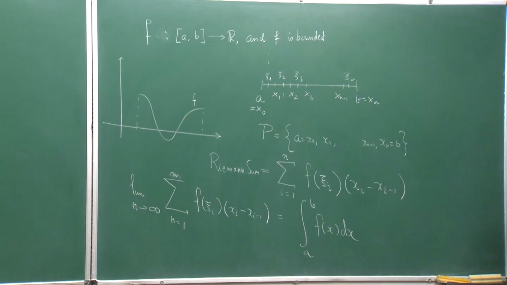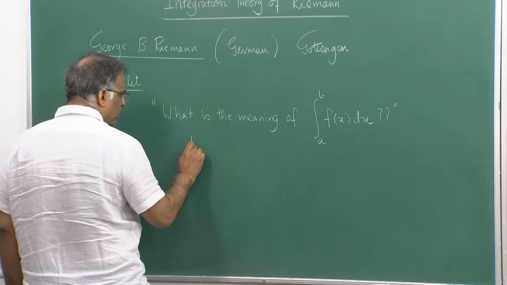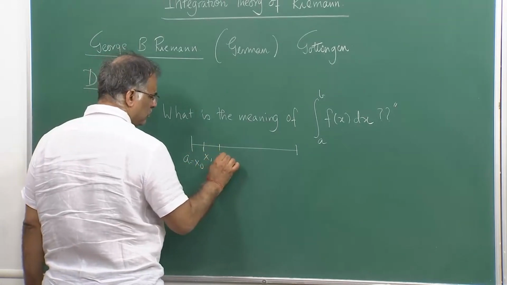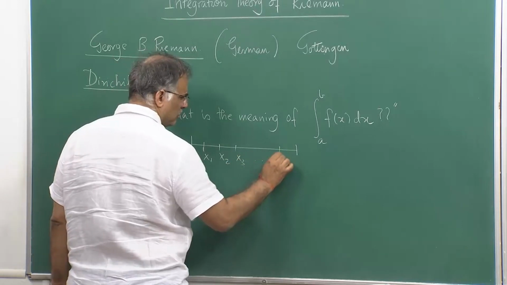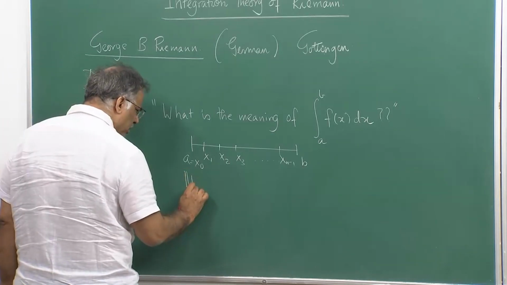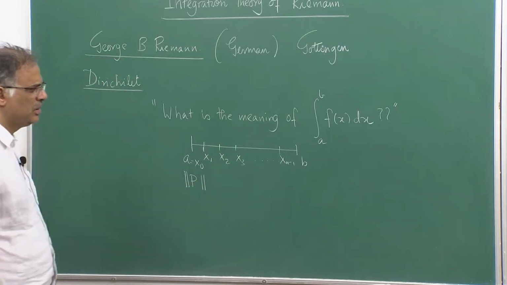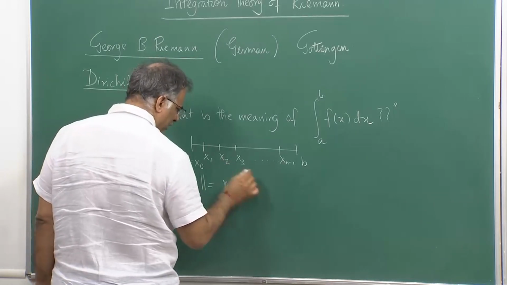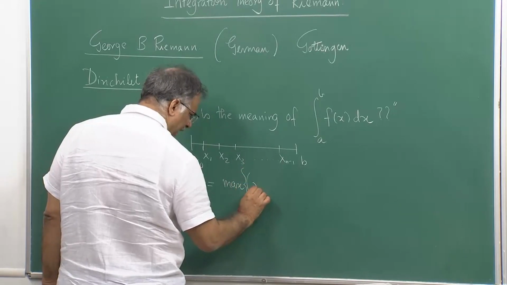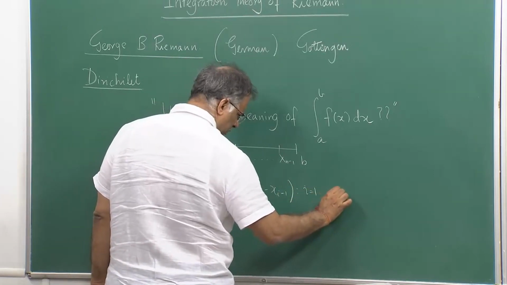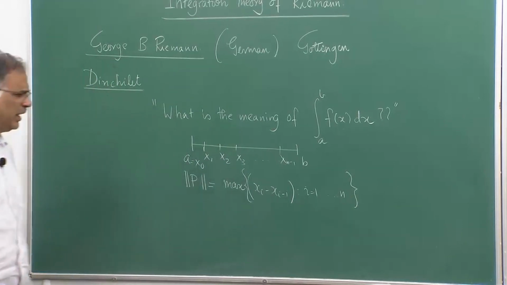Now, you can make it look slightly different. For example, if you take a partition P, call the norm of the partition P the maximum of the lengths. So, the maximum of x_i minus x_{i-1}, i varies from 1 to n. So, it is the maximum of the length of the partition.